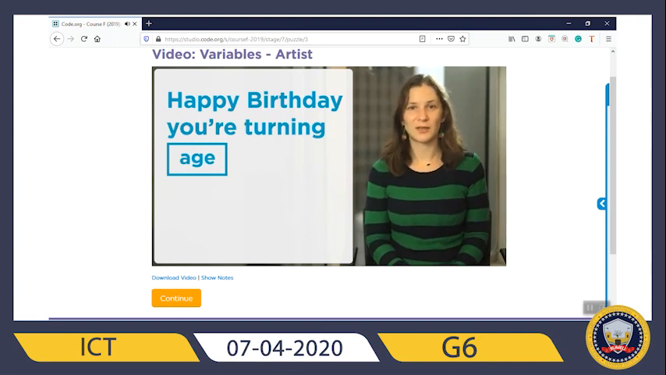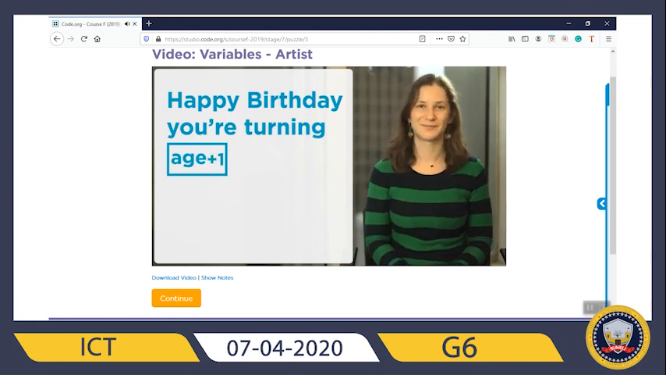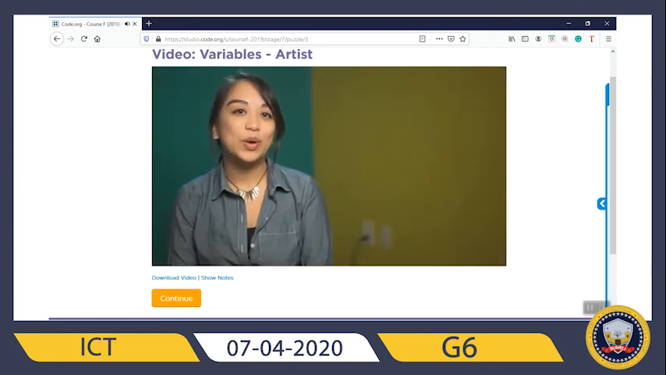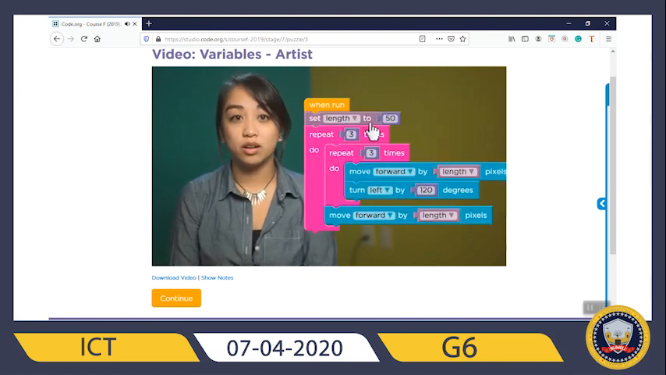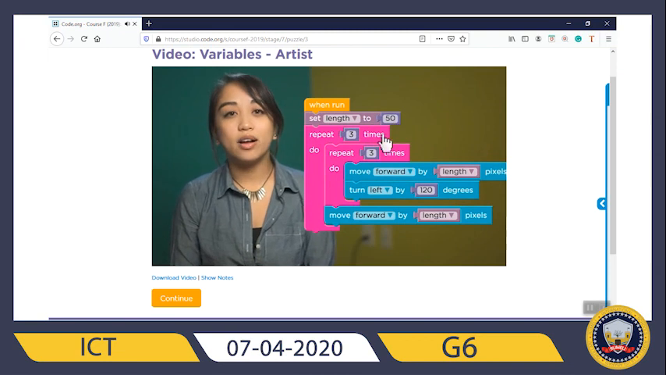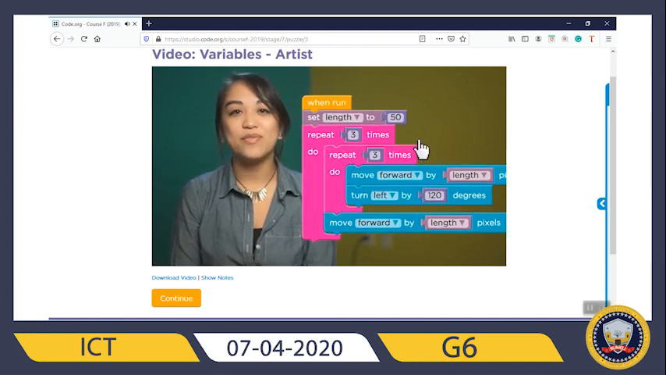Each year, I can update the variable age to equal age plus 1. In this puzzle, we're going to be using a variable that will set the length of the line our artist draws. Later on in our code, the move forward block will look at that length variable to see what value you've set it to.